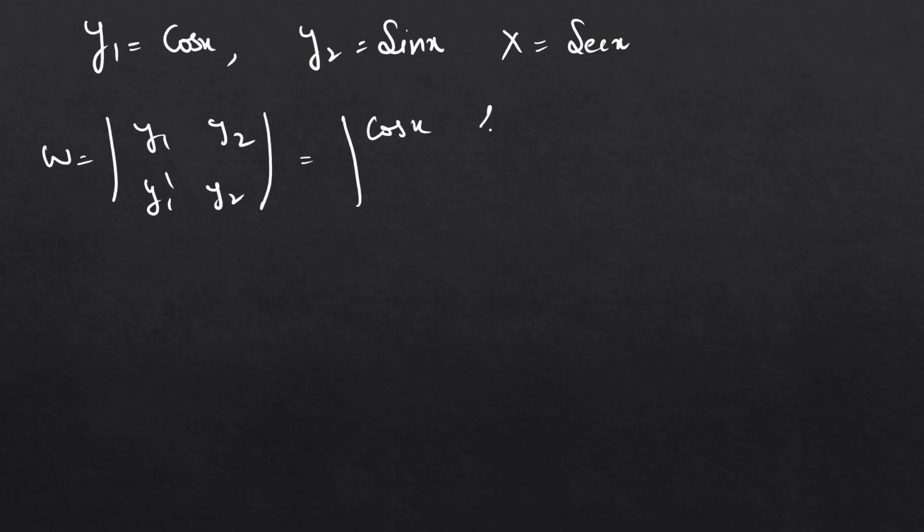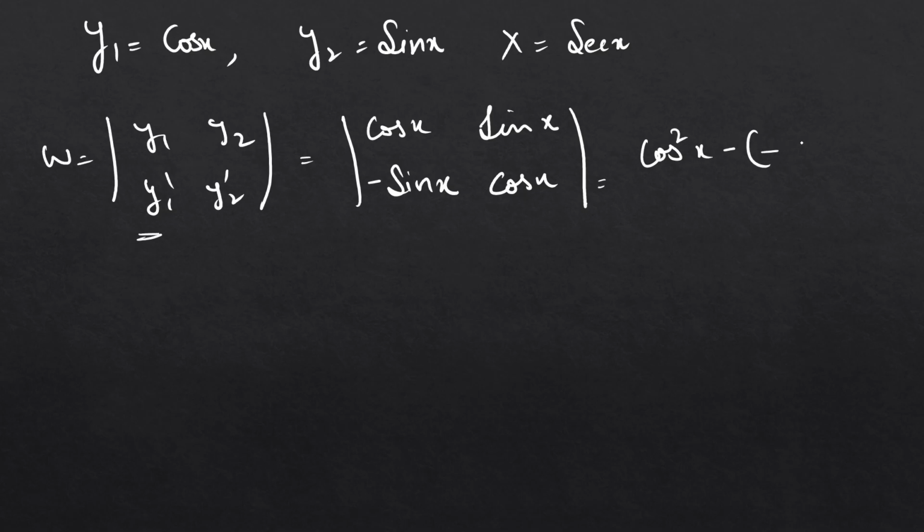It is cos x, sin x, and the derivative of cos x is minus sin x, and the derivative of sin x is cos x. After that we have to take the determinant. The determinant is cos square x minus, it's again minus, sin square x. So cos square x plus sin square x can be taken here as 1.